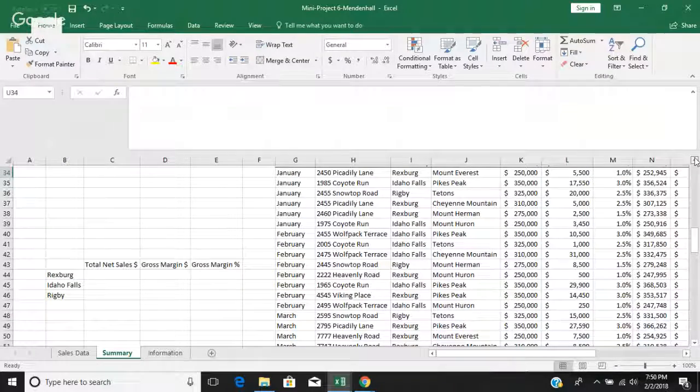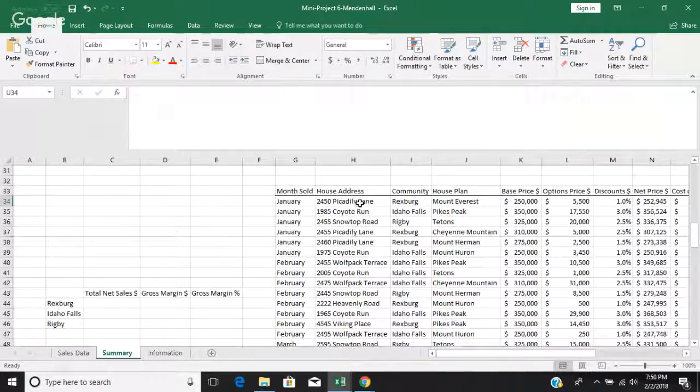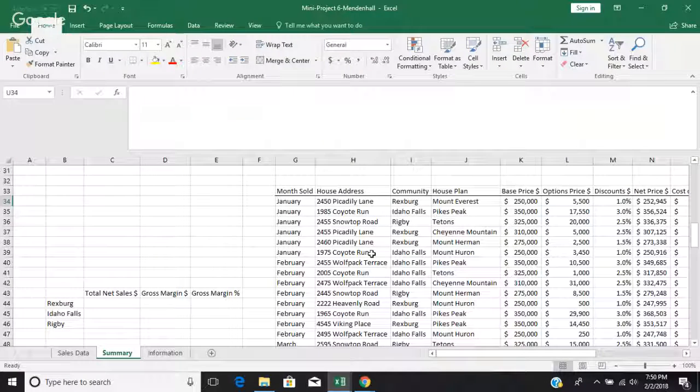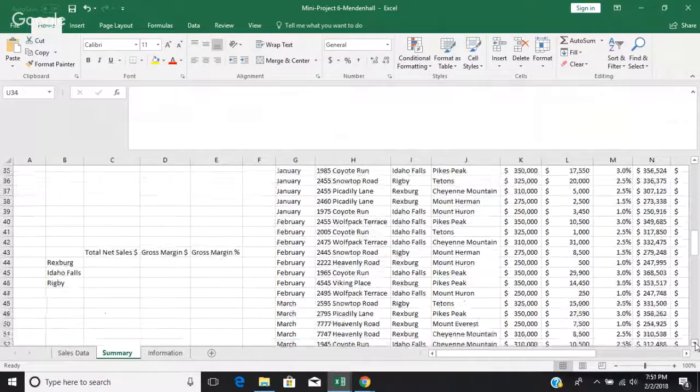Oh, well, the home addresses are here. So January has 1, 2, 3, 4, 5, 6 homes. Well, all those homes look like different addresses. So maybe the whole thing is different homes. So you just have to sum up how many rows there are of houses, maybe? That's what I'm thinking. But it says by community, so we'll have to count how many homes are in Mount Everest, how many homes are. We can use an Excel function for that, or we can just count it up by hand.